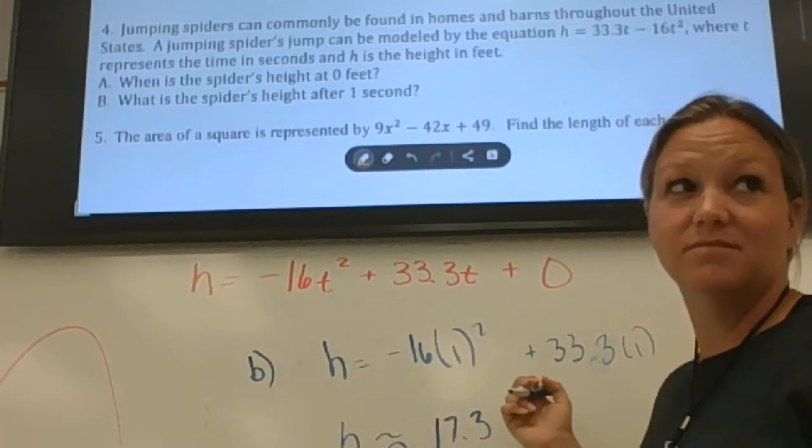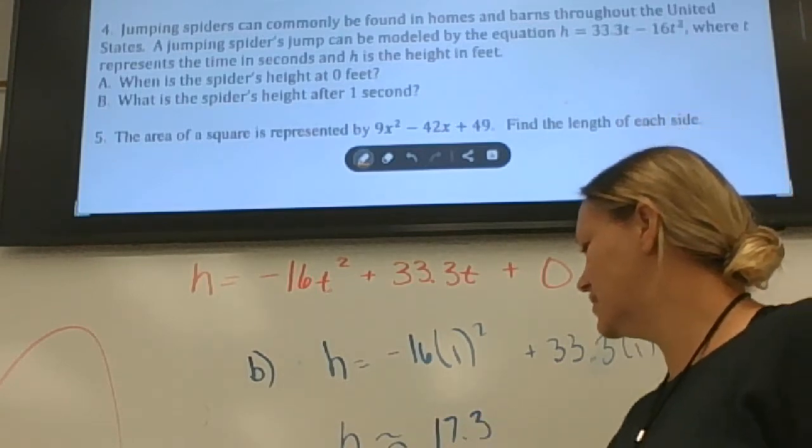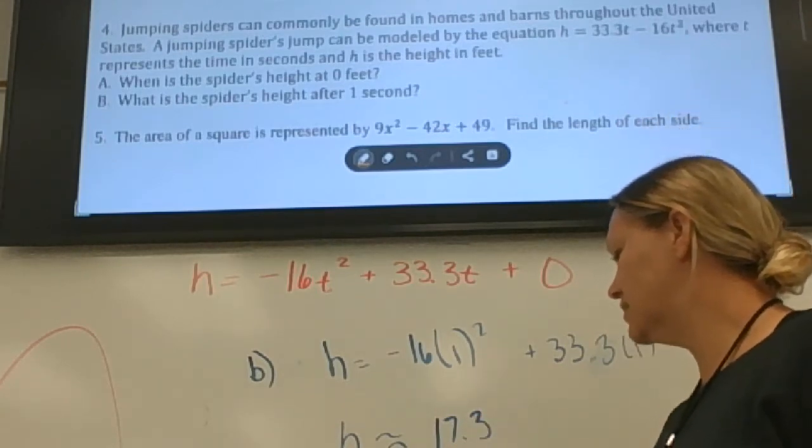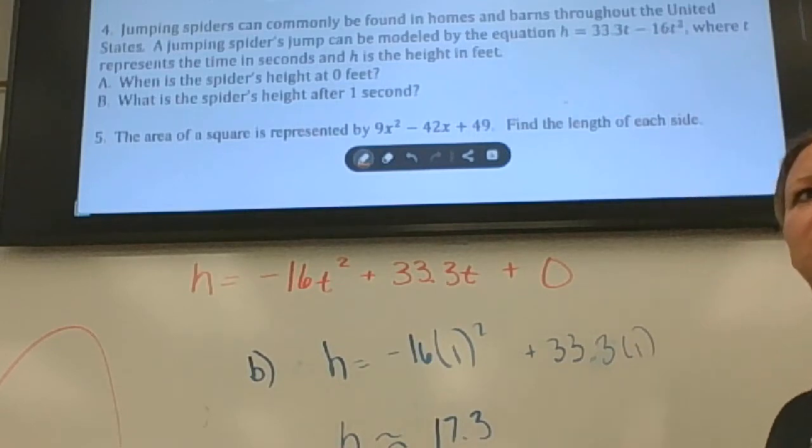A chinchilla can't even jump that high. Chinchilla can jump like 7 feet, not 17 feet. Chinchillas are nice. They're cute and they can jump high.